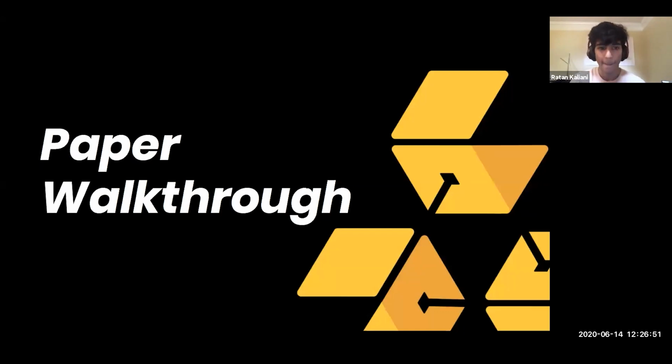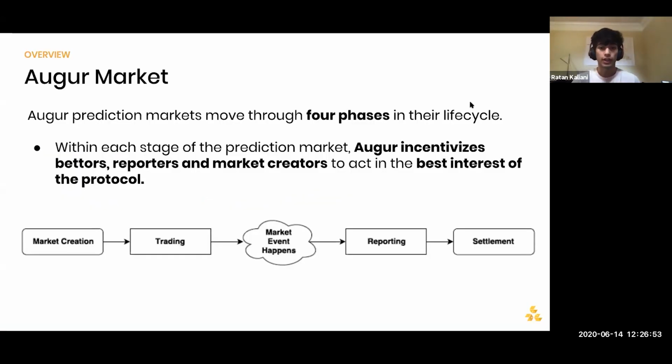So yeah, the Augur market moves through 4 stages in the life cycle. There's market creation, trading, and then the market event actually happens. Then reporting on the market occurs, and then settlement on the market occurs. And these all occur within fee windows, which are 1-week timelines. Whenever users create a market, they have to set an end date for the platform, and once that end date is hit, that's when the reporting process starts.